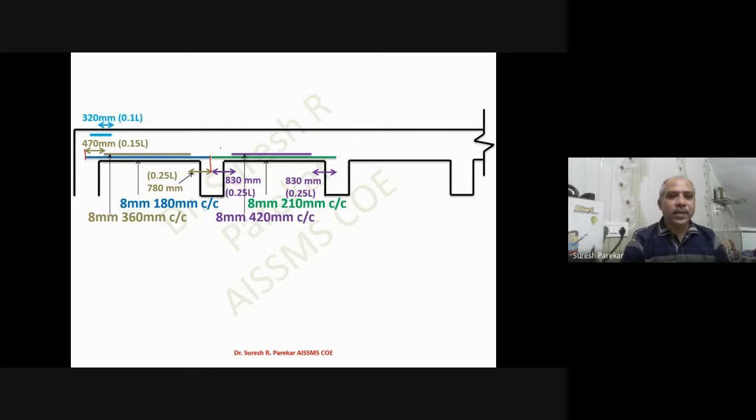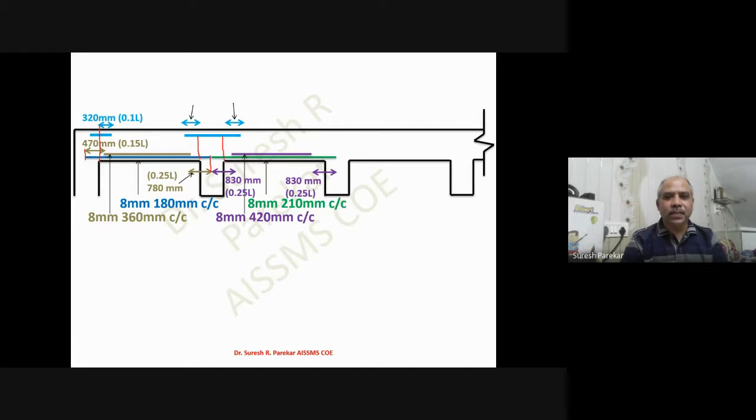Then this will be 0.1 L. Now when we talk about top reinforcement, it should be measured from the support, from the face of the support. So 0.1 L, we have 3110 into 0.1, so 311, and we have provided 320 millimeters. This we have to provide from the face of the support. Similarly we can have these values from the face of the support. So we should be very careful with this.